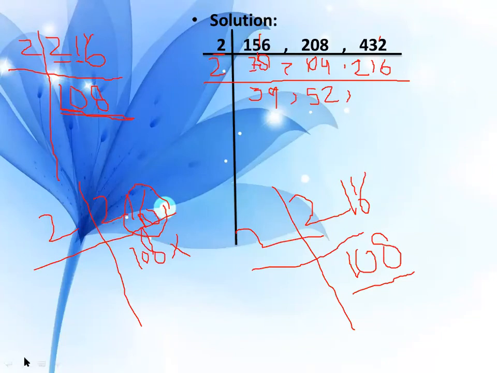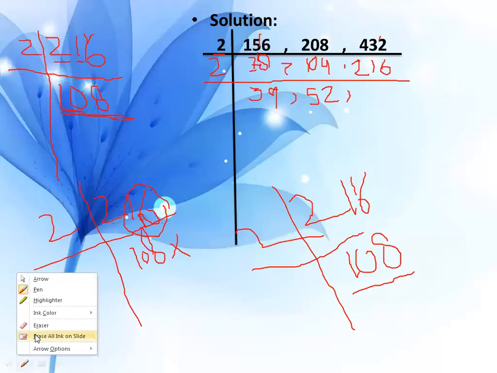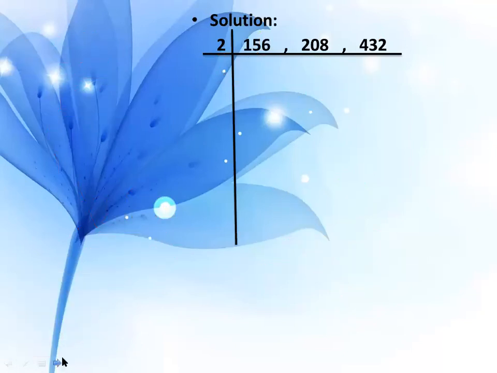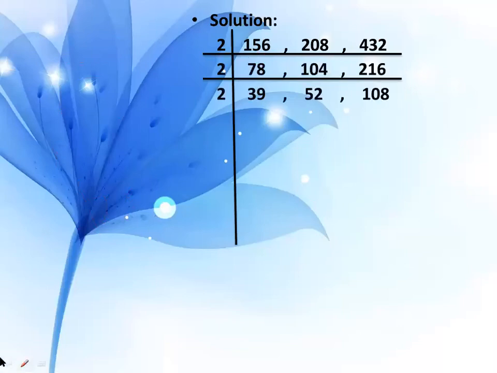Okay, now I'm removing all these things from my slides. So what we have done so far are 3 steps. In the next step, I will divide 52 and 108 by 2, but not 39, because 39 cannot be divided by 2. It's okay, we can copy it here, 39.